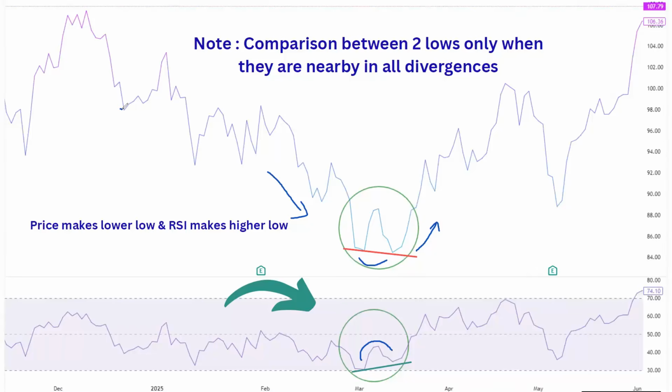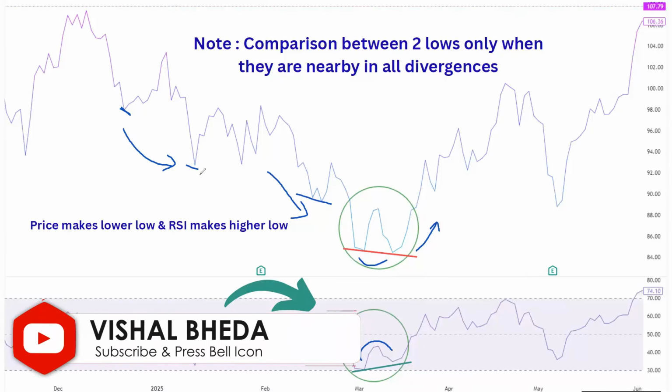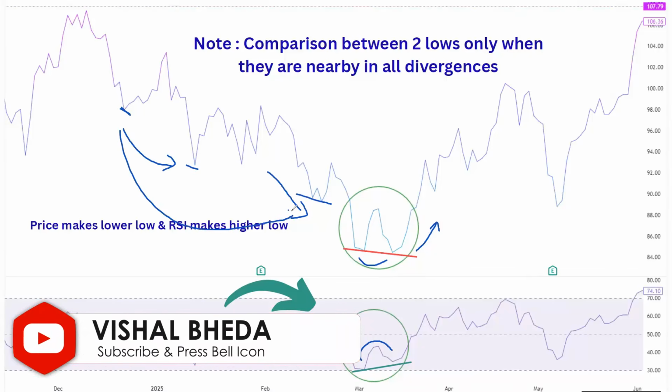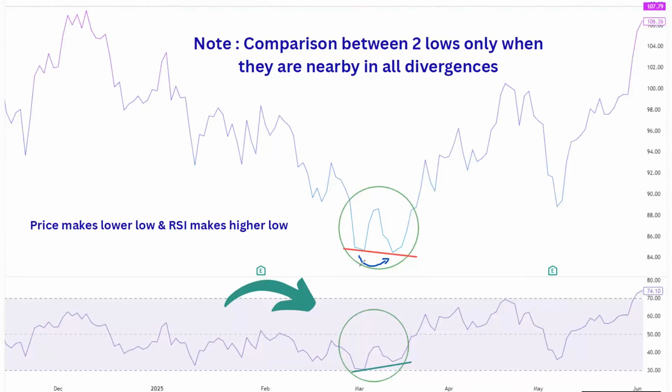Say for example, you say, okay, I'll be comparing this low and this low, or this low and this low. No, these two are pretty much far away. These two are still okay, but comparing this one and this one is, I think, out of context. You should always look at immediate ones, immediate, extreme immediate, then you will have the correct result in place.